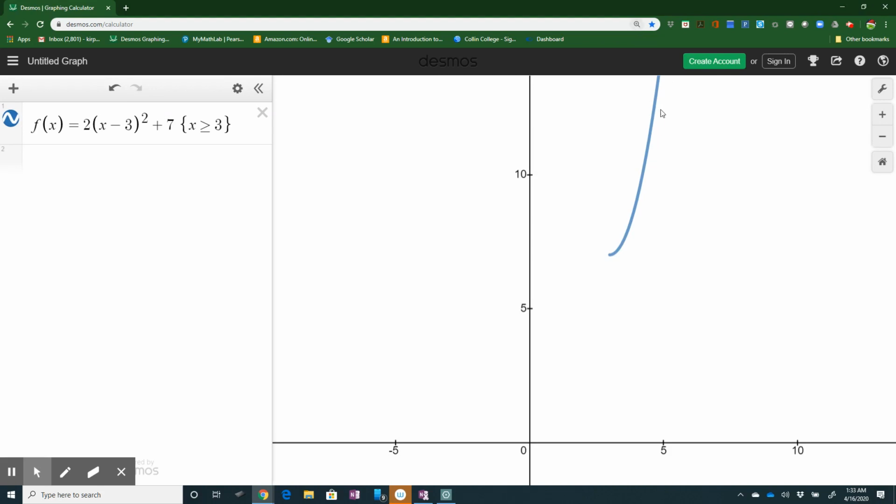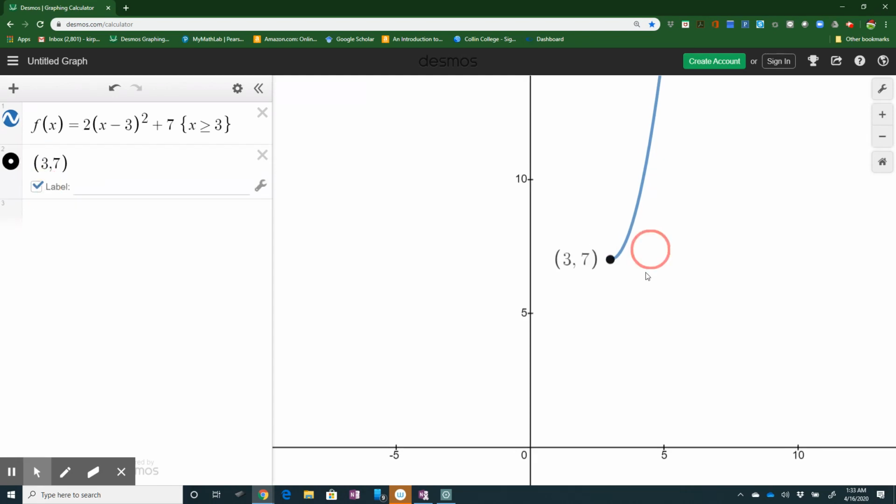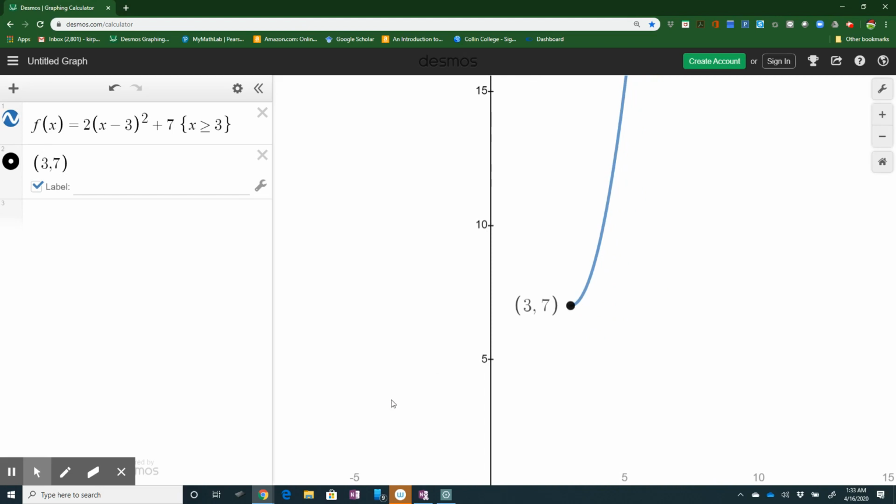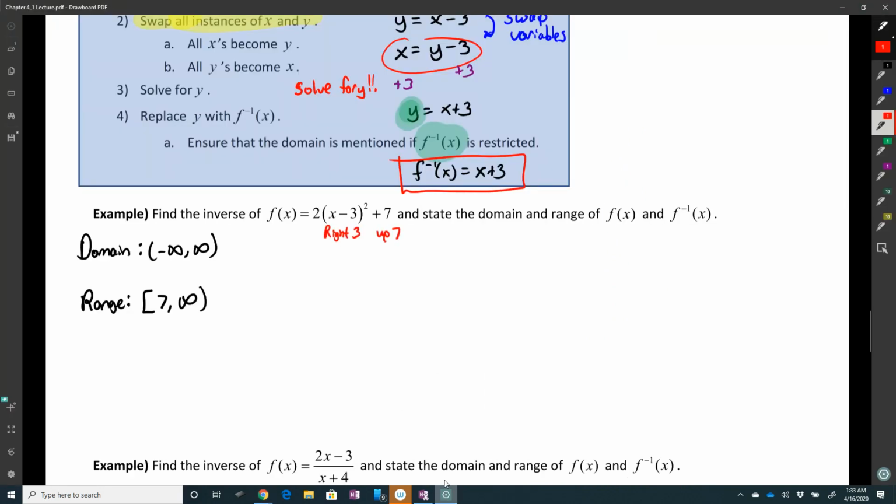Okay. So we have the point 3, 7. And so I just want the right half of it because it's a parabola. So it was a typo in this handout. I should have clarified and I should have said for x greater than or equal to 3. So my domain is actually not negative infinity to infinity. My domain is 3 to infinity. Okay, anyway.